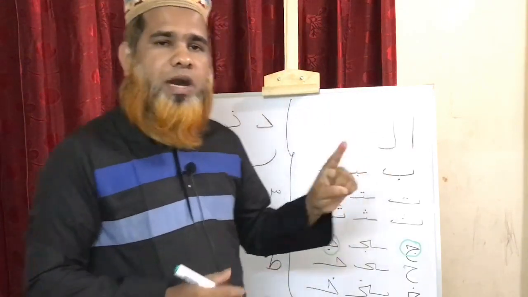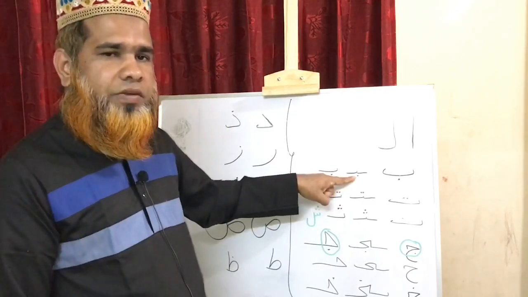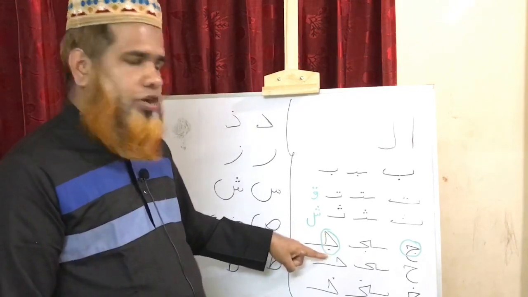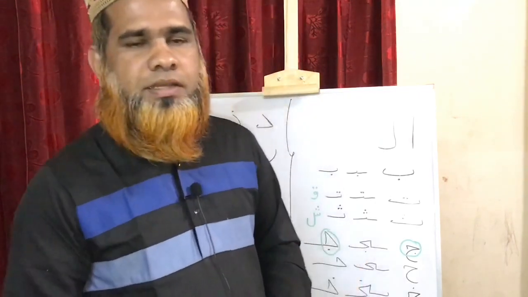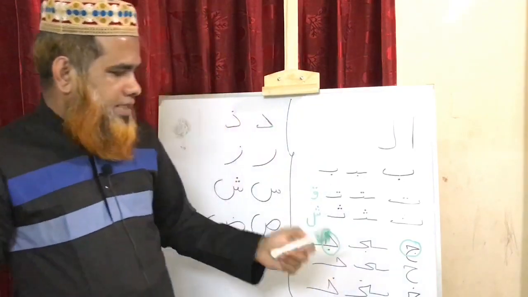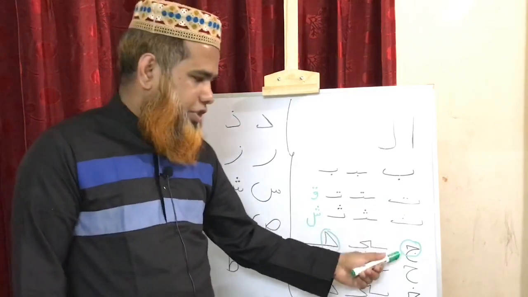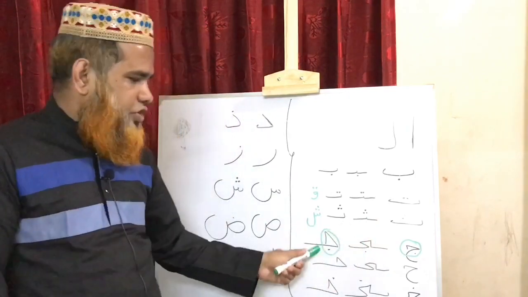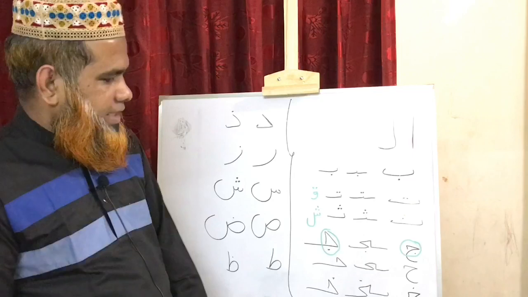So far we found 2 letters with 1 dot at the bottom. First one was ba, with a single curve, and jim, with a different shape but 1 dot at the bottom. That's jim, and jim makes the ja sound. Say the letter 3 times with me. Jim, jim, jim. Very good. Let's move on to the next letter.